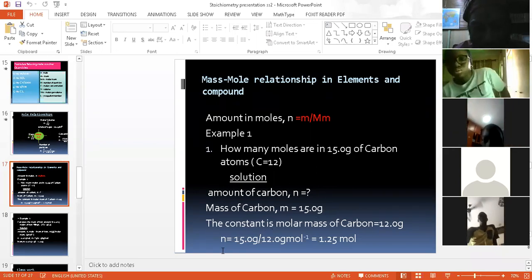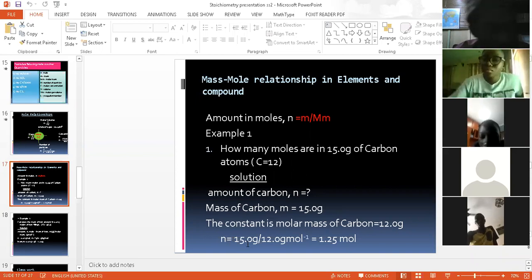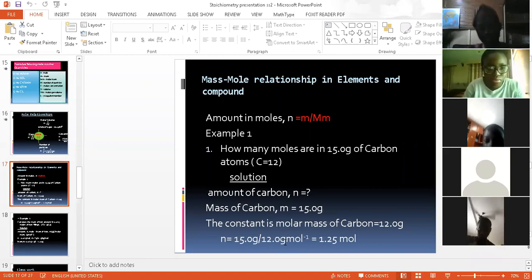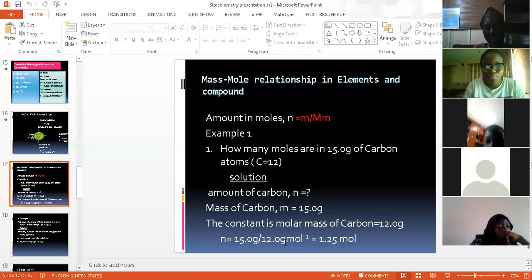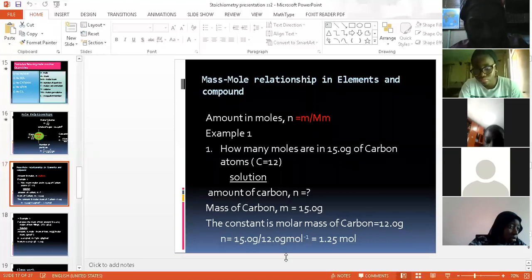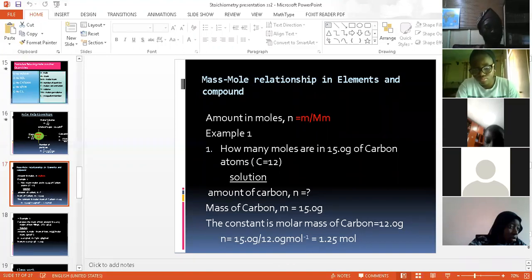So you are looking for mole. The mass is given to be 15, and the molar mass in this case is what? Mass of 1 mole of carbon, and the carbon in question is elemental, an element. What is the molar mass of an element? The molar mass of an element is its atomic mass in grams. So that is why they are giving me the atomic mass of carbon to be 12. Just substitute into the formula: n is equal to mass over molar mass. The mass is 15 gram, then the molar mass is 12.0 gram. Where's the calculation? Are you following?